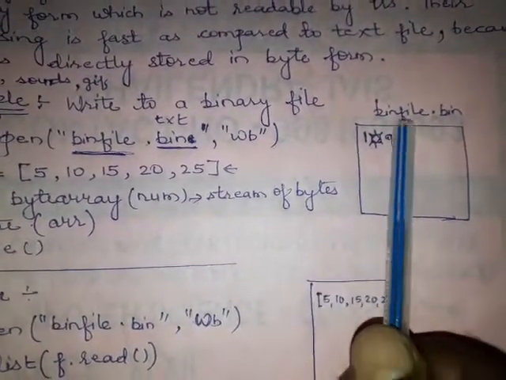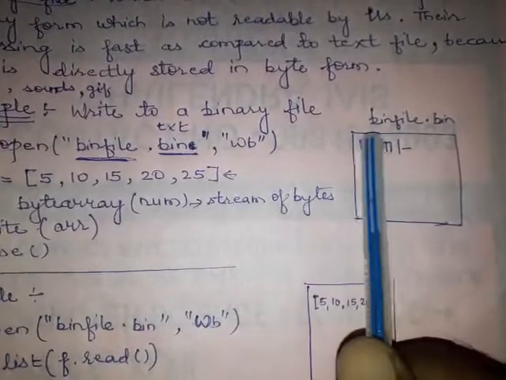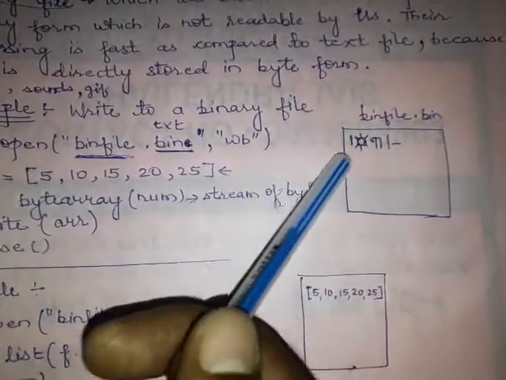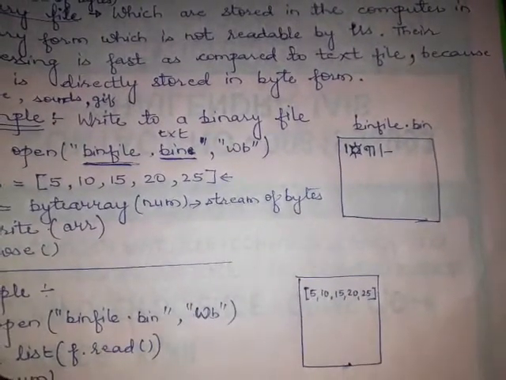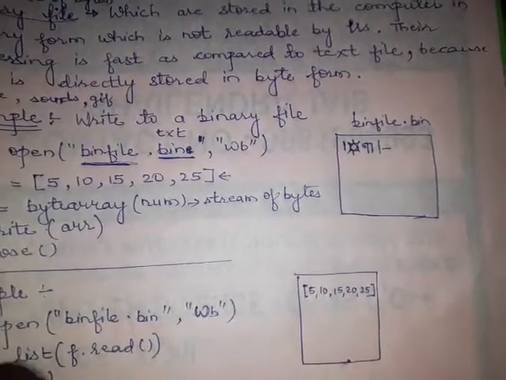The content of the binary file is not in a readable format, because there are different characters and different symbols here. It is not according to our format, so it is not readable for us.